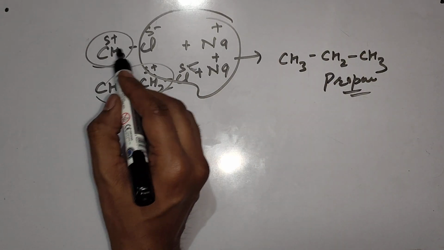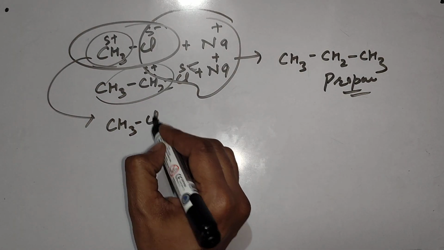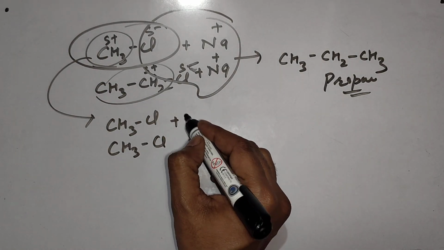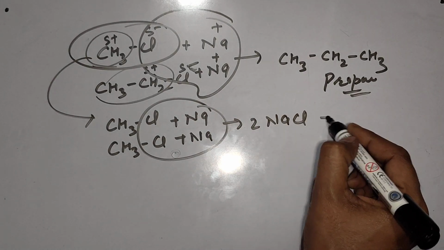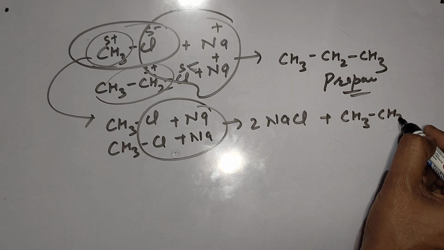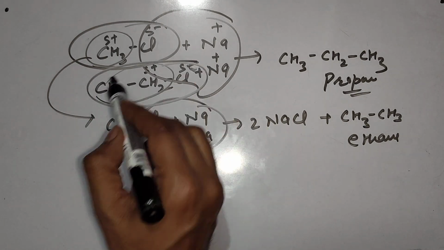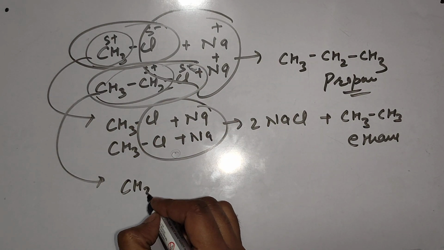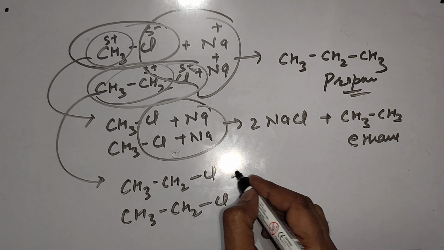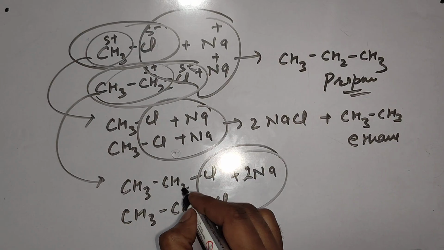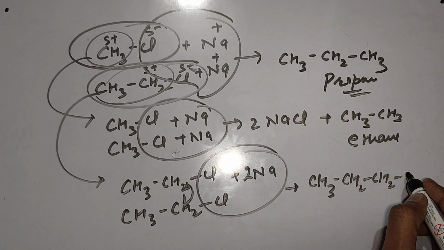Okay, no problem, but wait. The problem is, this particle will show its own Wood's reaction side by side. Like this. 2 NaCl, CH3, CH3. Check this. Ethane will be a side product there. Similarly, this chloroalkane will show its own Wood's reaction side by side. NaCl will release out, they will combine to give us CH3, CH2, CH2, CH3.